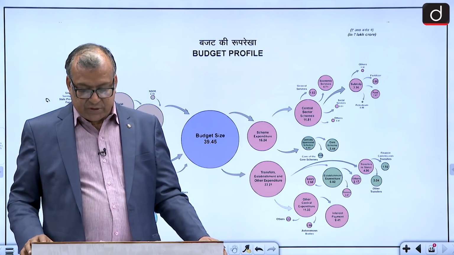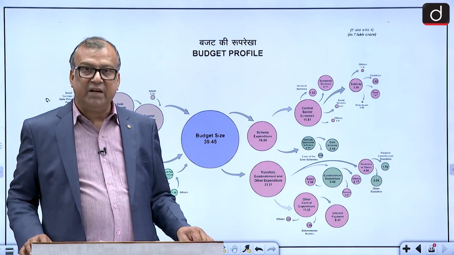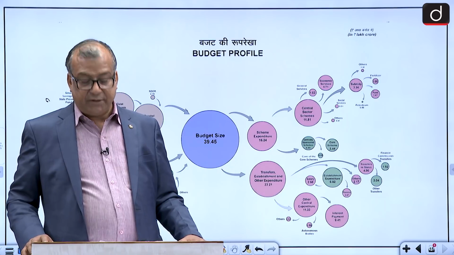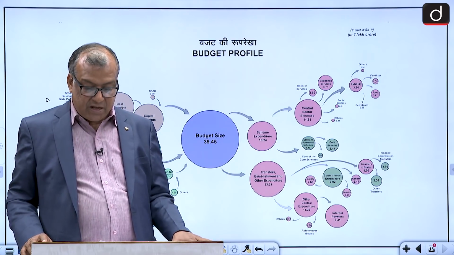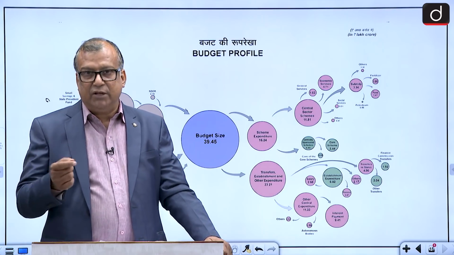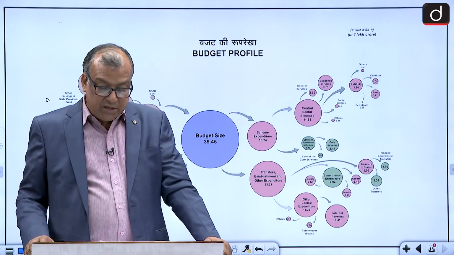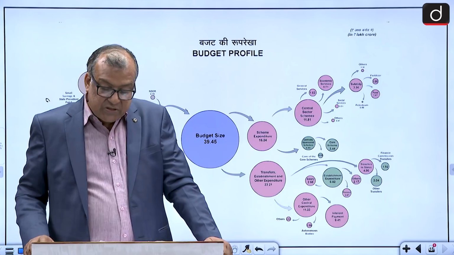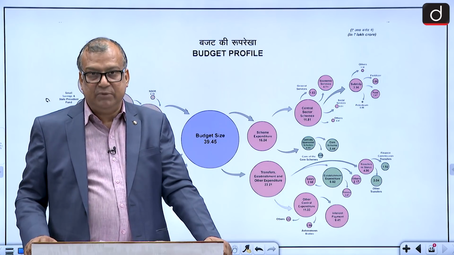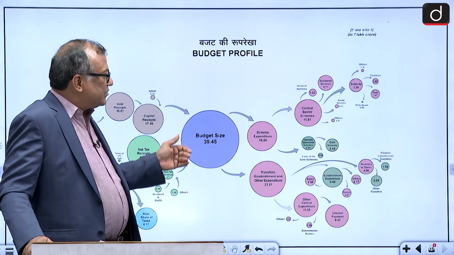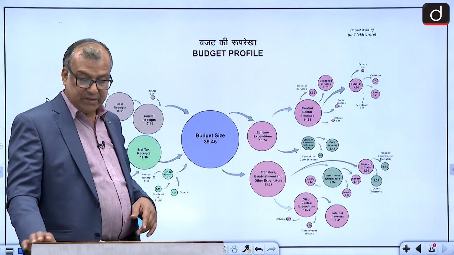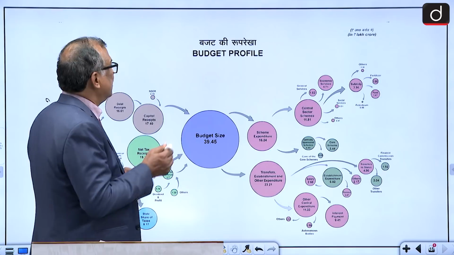Apart from these things, there is another page you can look at, which we have not provided on the slides, but I hope that you have got the budget document. One page says outlays on major schemes, whether central sector schemes or centrally sponsored schemes.